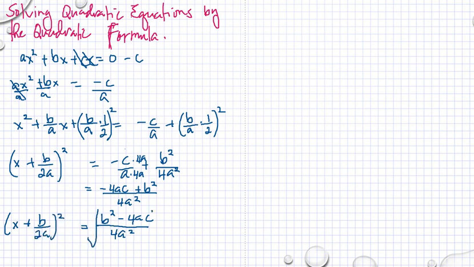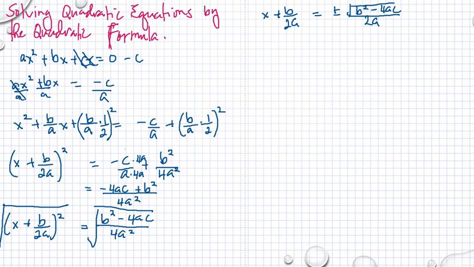If we take the square root of both sides now, then we have x plus b divided by 2a is equal to plus or minus the square root of b squared minus 4ac, divided by 2a. As you can see here, the square root of 4a squared is 2a.